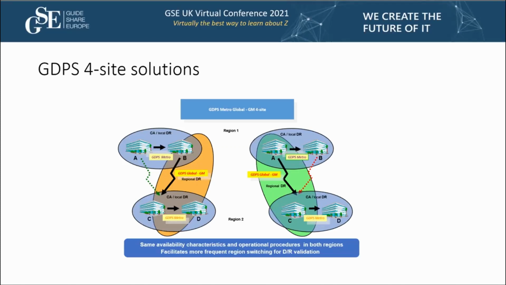Now, if I switch and start my LPARs on region 2, I have GDPS Metro capability, so I have HyperSwap. So I have the same continuous availability capabilities as on region 1. So it means that I can safely continue to run this way without the urge to switch back to the production region, and it makes it easier to do more frequent region switching for disaster recovery, test and validation.